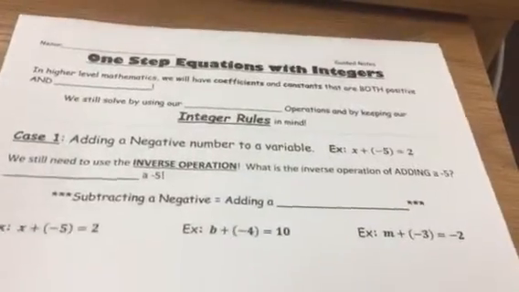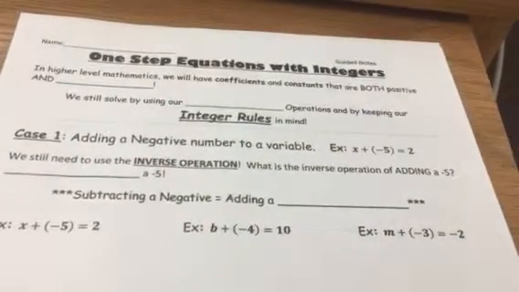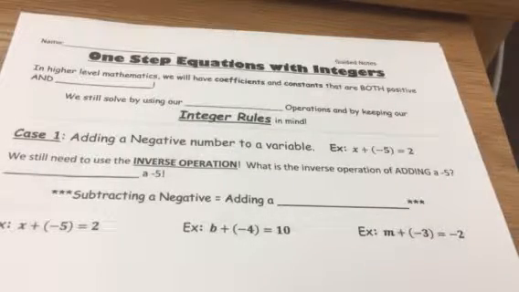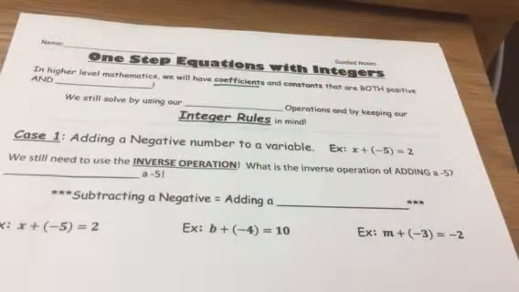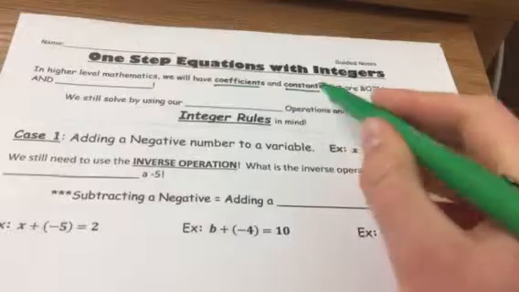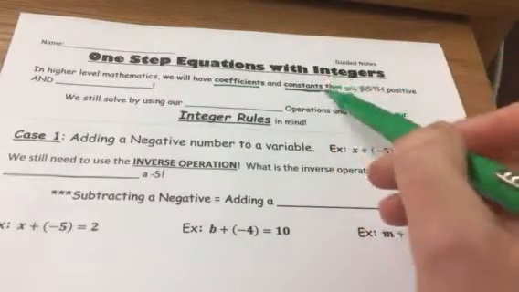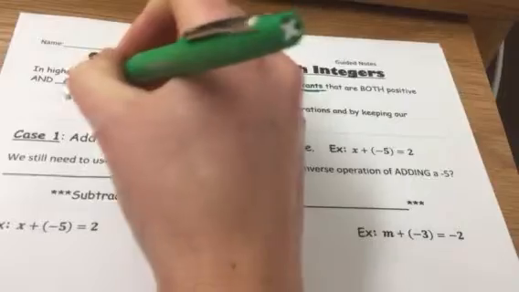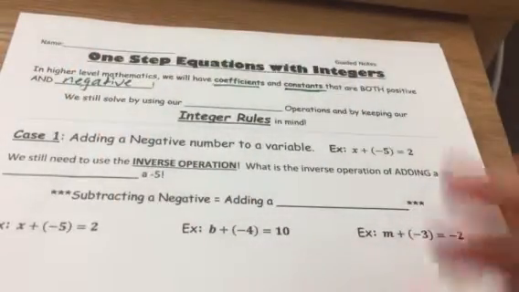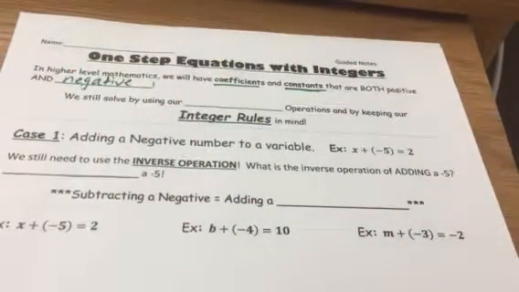Hey sixth graders, we're going to go ahead and start looking at some more complicated one-step equations. And we're going to sprinkle in integers because in higher level math we will have coefficients. Remember, those are the numbers that are multiplied by variables, and constants, which are the numbers that you're adding and subtracting that don't have variables. And these are going to be both positive and negative because unfortunately, in life, we don't always just have positive things. We also have negative things.